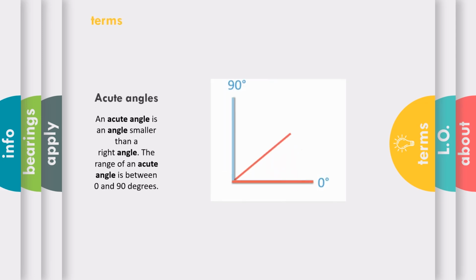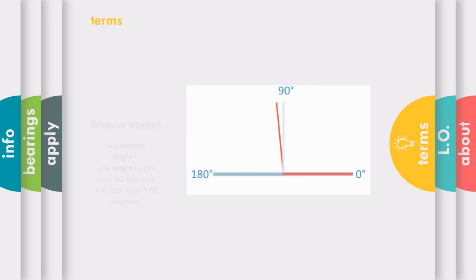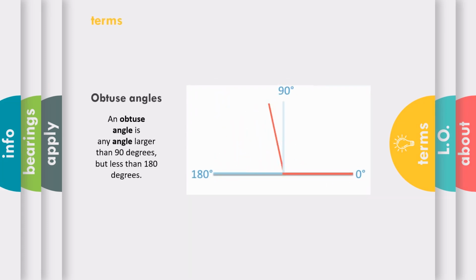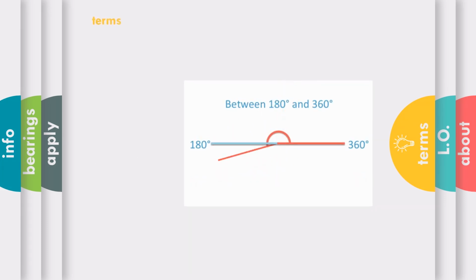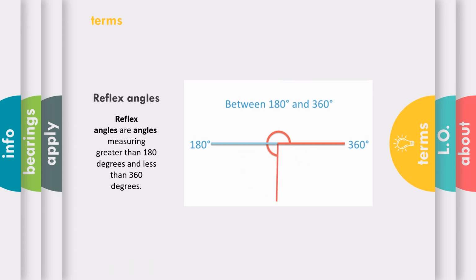An acute angle is an angle that is smaller than a right angle. The range of an acute angle is anywhere between 0 and 90 degrees. An obtuse angle is any angle that is larger than 90 degrees but less than 180 degrees. Reflex angles are angles that are measured greater than 180 degrees and less than 360 degrees.